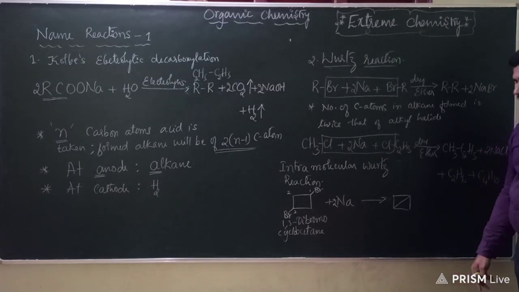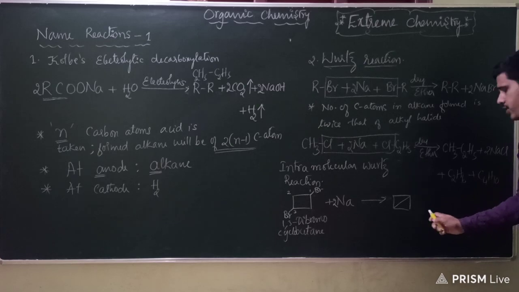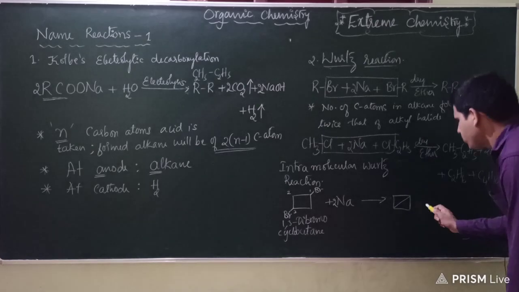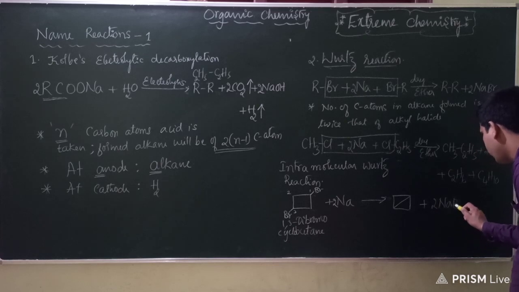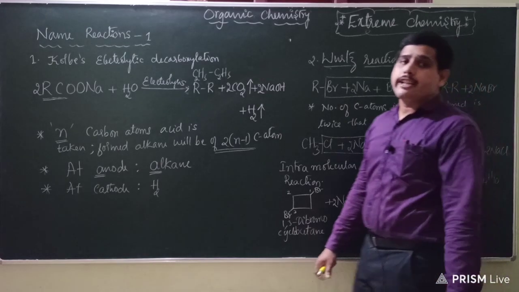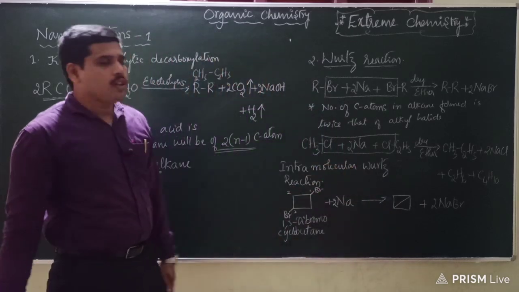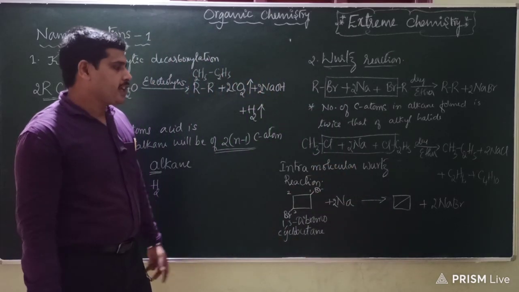Intra stands for within a molecule. Okay, Wurtz reaction. And what are these types of compounds called? Okay, let me write the byproduct, NaBr. These are nothing but bicyclo compounds. Bridged hydrocarbons are said to be bicyclo compounds.